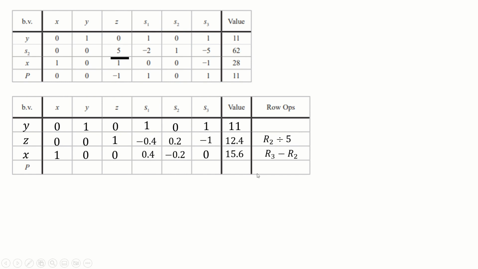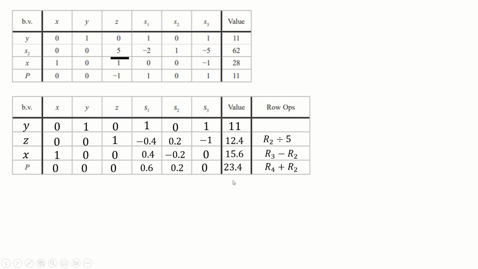And then here, again, what I want to do is just get rid of this minus. So if I just do this plus this row, this minus 1 plus 1, I'll get a 0 here. So let's just do this row plus this row. 0 plus 0, 0 plus 0, minus 1 plus this 1 here. 1 plus minus 0.4 is 0.6. 0 plus 0.2 is 0.2. 1 plus minus 1 is 0. And then 11 plus 12.4 is 23.4. And these are all positives now, so that's the end of simplex method.